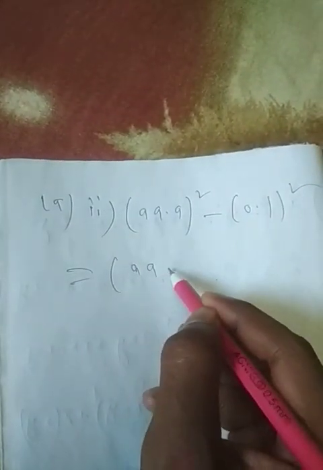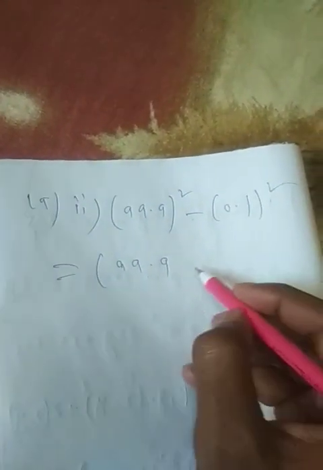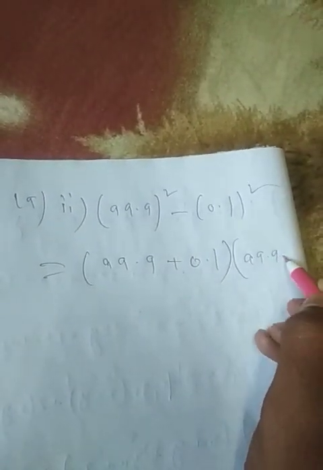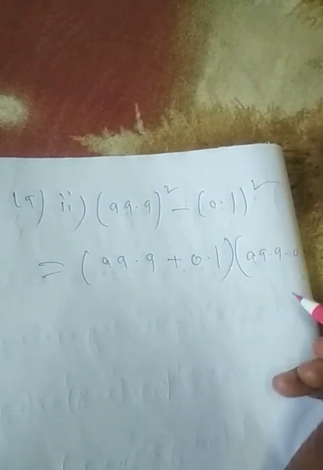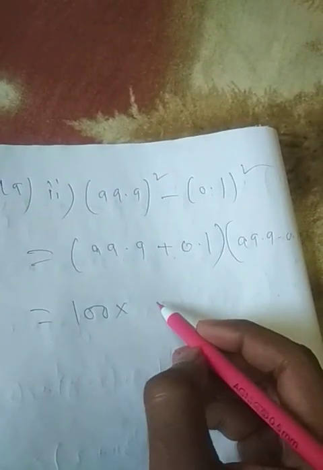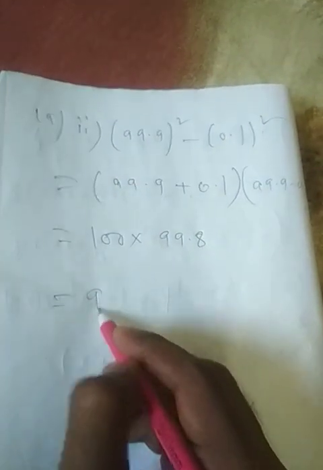Math number 19, number 2. 99.9 whole square minus 0.1 square. So that is 99.9. Here a means 99.9 plus 0.1 into 99.9 minus 0.1. So that become 100 into 99.8. So that become 9980.